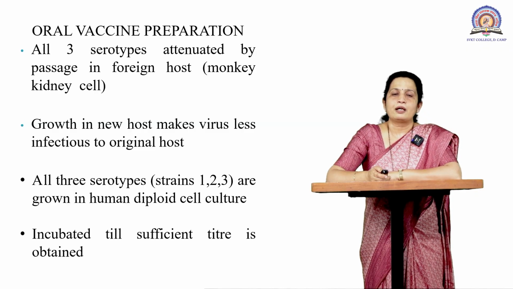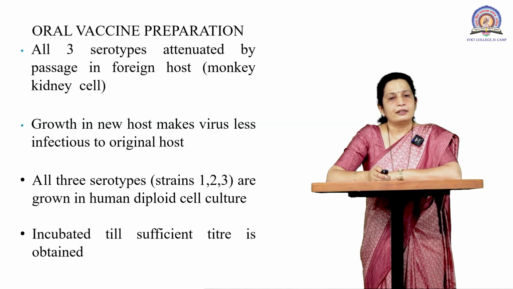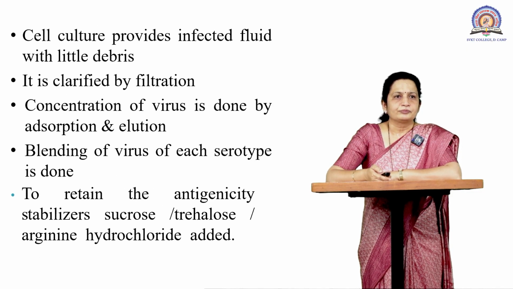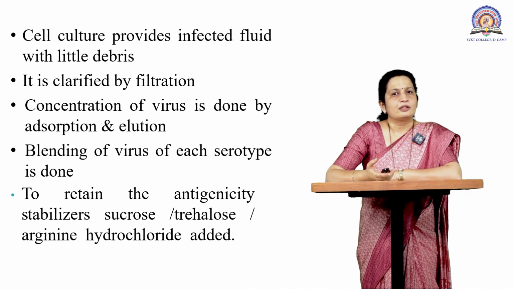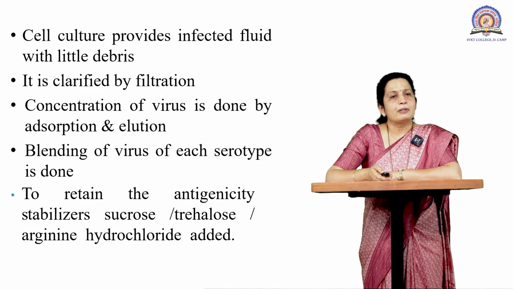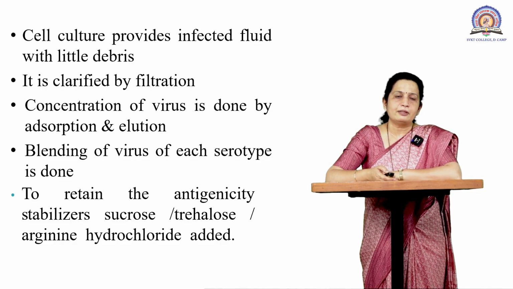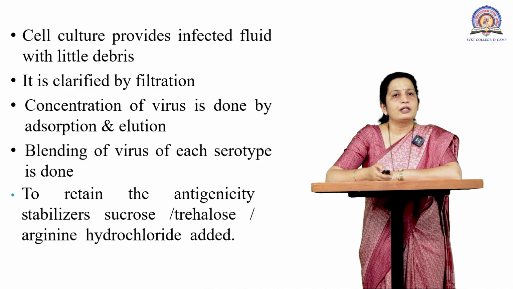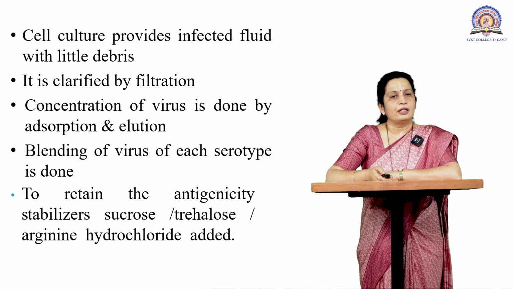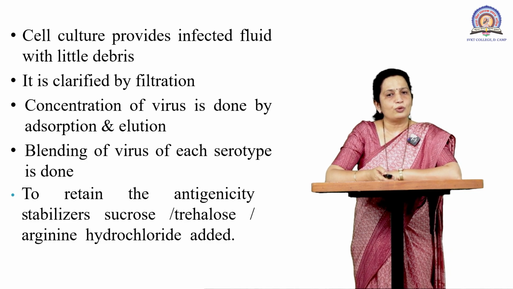All three serotypes are attenuated in the same way, and then they are grown in human diploid cell culture and incubated till sufficient growth is there. In this cell culture, the fluid will contain organisms, and due to death of the cells, debris will be formed. Therefore these debris are separated by means of filtration. Whatever clear fluid is obtained will contain viruses. Then the further step is concentration. Again this is done in the same way, by adsorption, then after adsorption it is eluted, and then the three serotypes are blended.